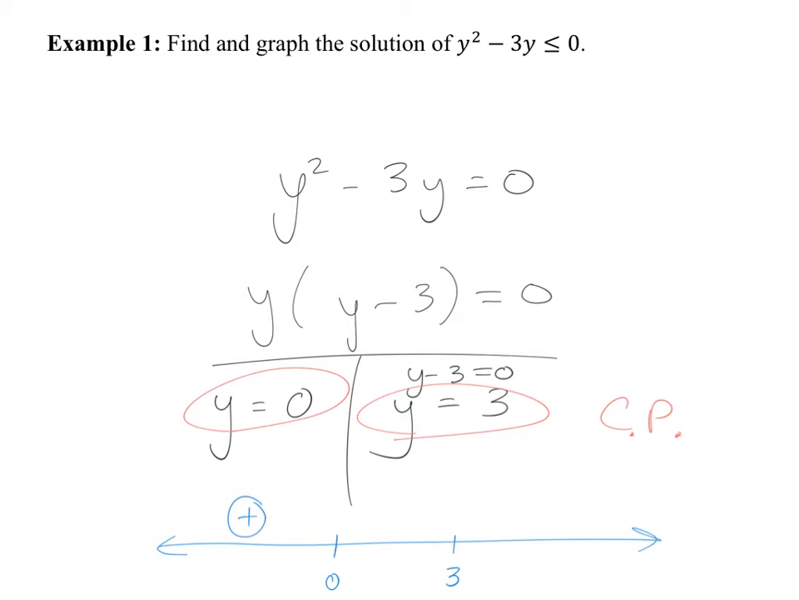What's 1 minus 3? Negative 2. So you have a positive times a negative. Positive times a negative. This region could be identified as negative then.